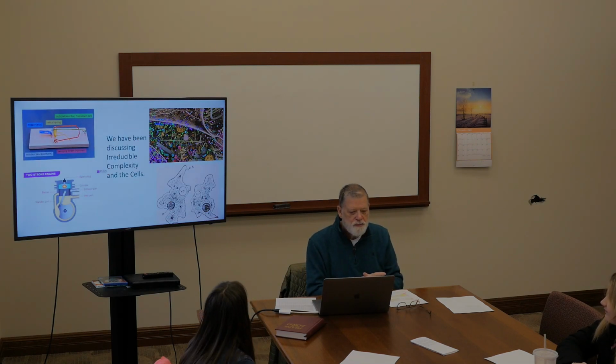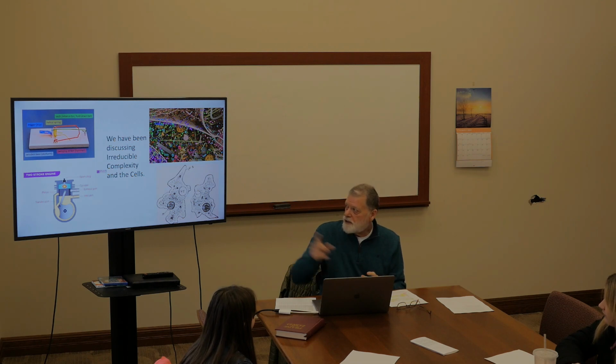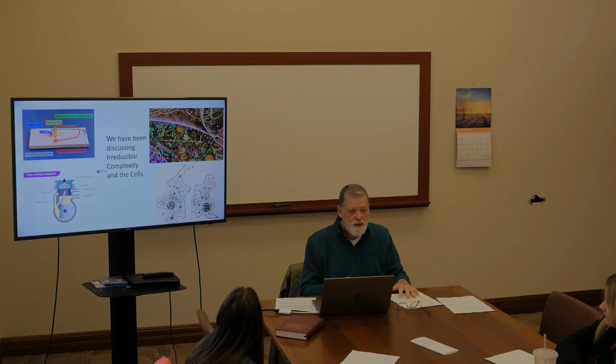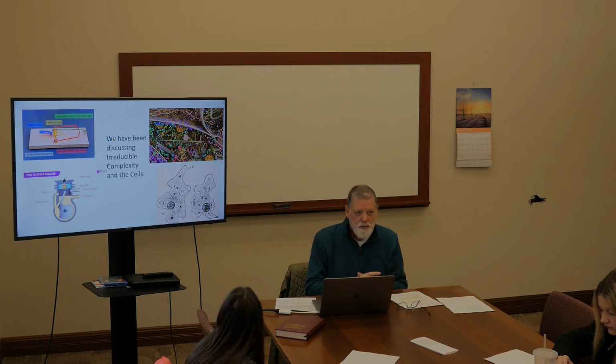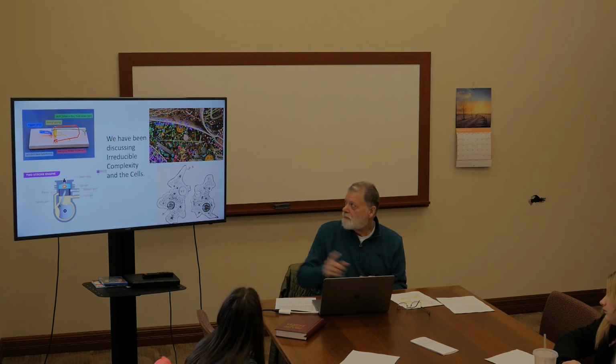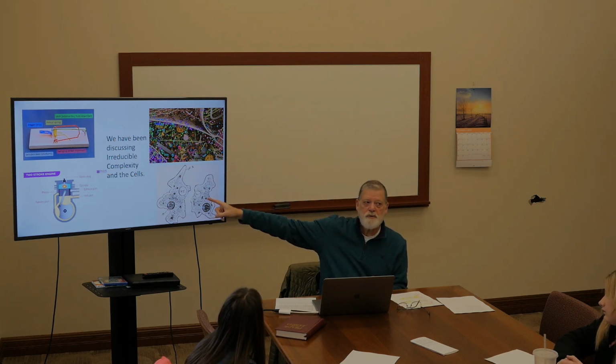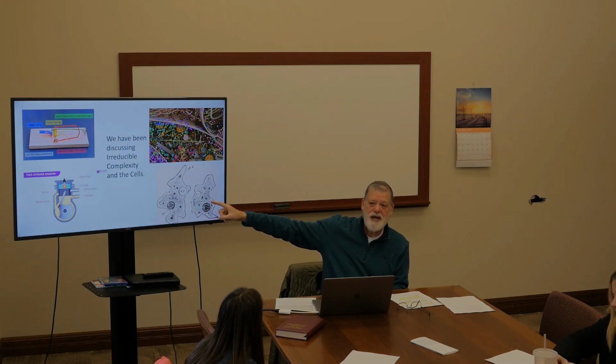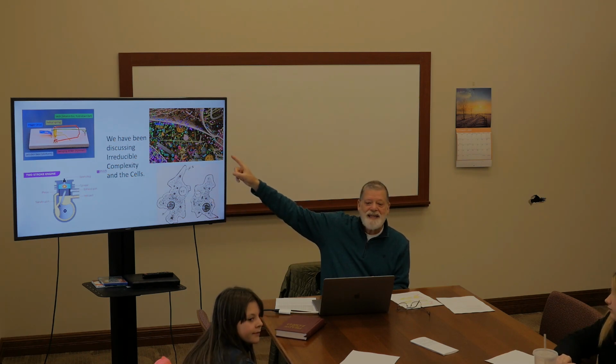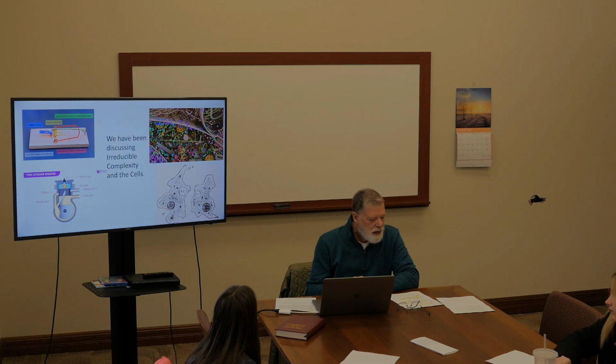It's called irreducible complexity. Okay? The mousetrap has irreducible complexity. The motor that we brought in has irreducible complexity, but so does the cell. They thought the cell was simple not that long ago, all the way back to Darwin's time and before, but it's highly, highly, highly complex instead, right?